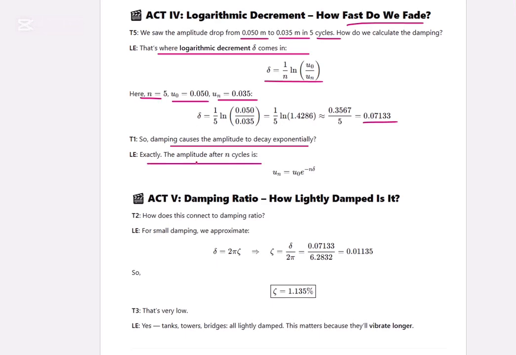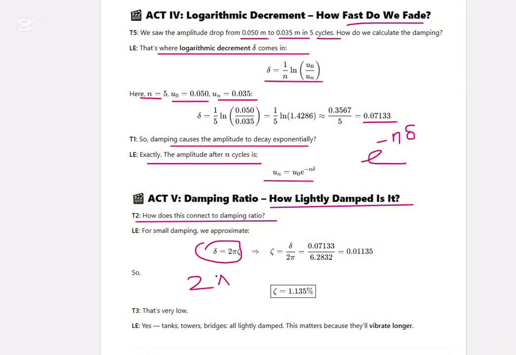So the amplitude after n cycles is u_n equals u_0 e to the power minus n delta, where delta is the logarithmic decrement. So damping ratio, how lightly damped is it? How does this connect to the damping ratio? Delta is connected to 2 pi zeta. So from that we will come to know the damping ratio. Just 1.153%. That's very low. Yes, tanks, towers, bridges are lightly damped. This matters because they will vibrate longer. If the damping ratio is less, that means what? They are going to vibrate longer.